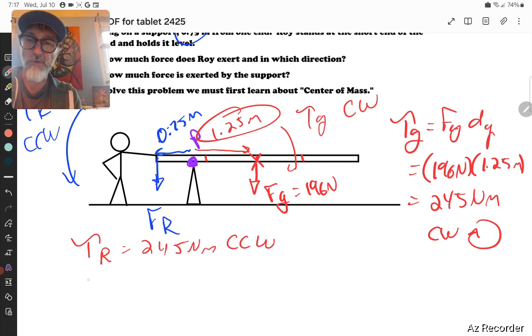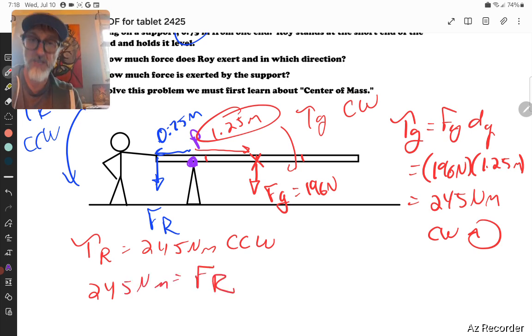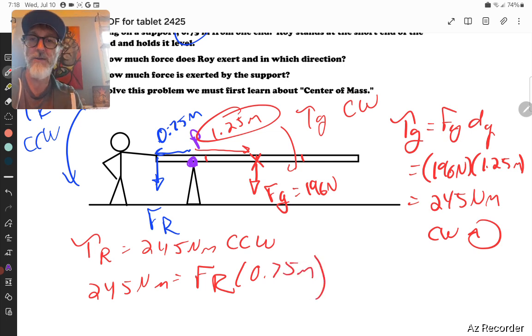Okay, and what's the torque from Roy? Well, let's see, 245 newton meters equals the force of Roy, which is what we're looking for, times the distance from the pivot point, which is that 0.75 meters, right?